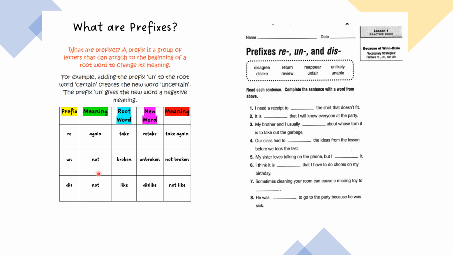Un means not. If we add un to the root word broken, we have the word unbroken, and it means it's not broken. Dis also means not. If we add dis to the root word like, our new word is dislike, and it means not like. All right, so these are the prefixes you will be working on this week.